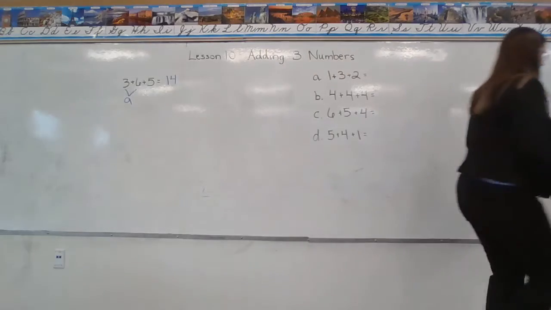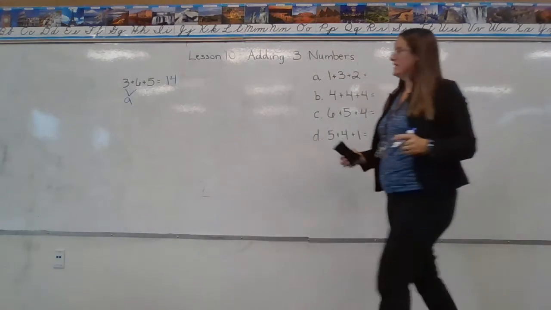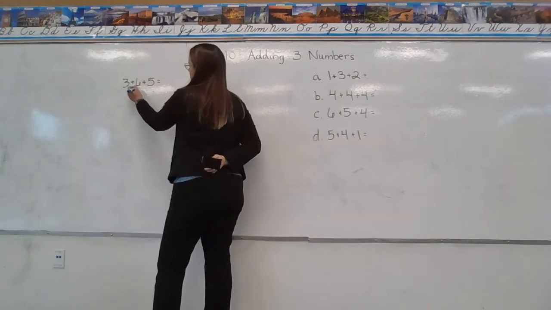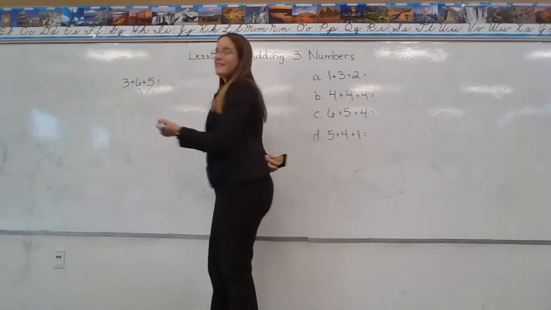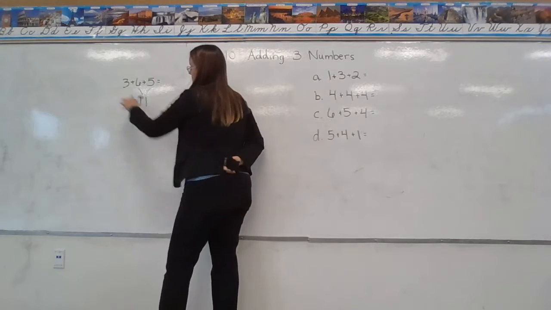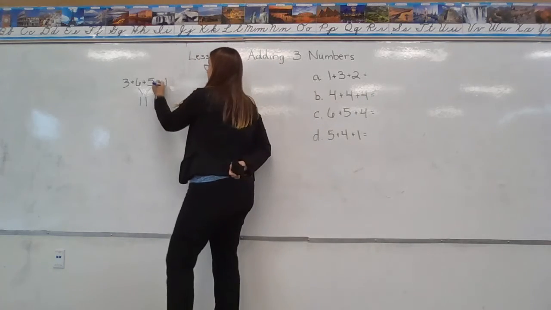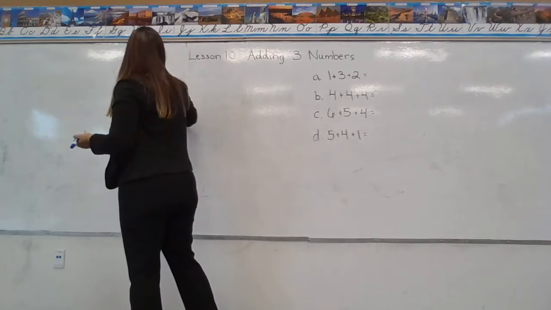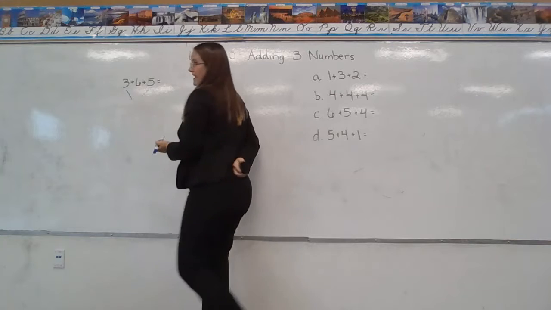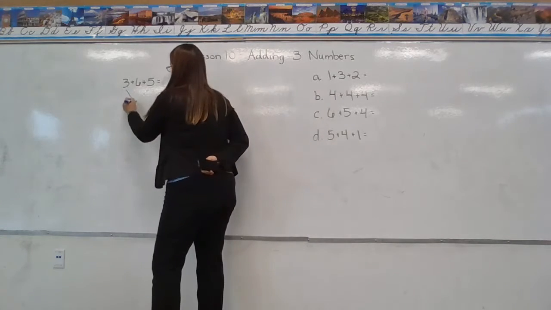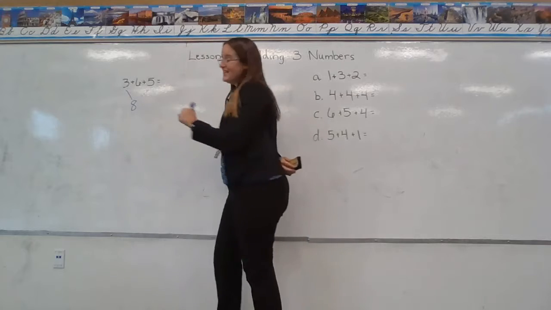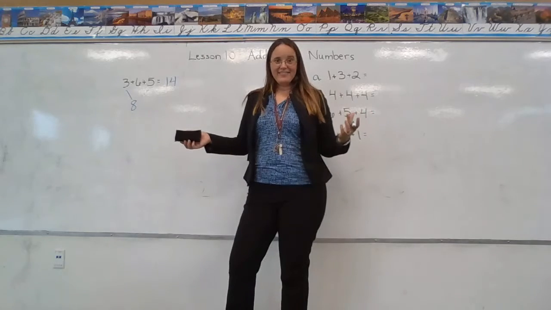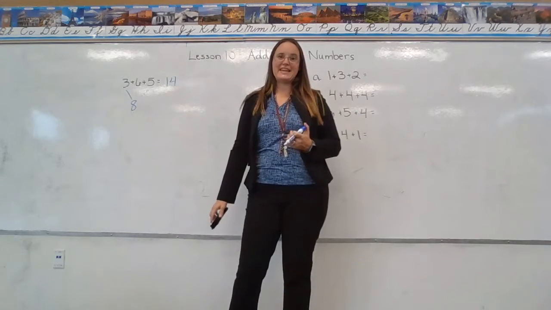That's the first way. The next way is maybe I don't want to add 3 and 6 first. Maybe I want to do 6 plus 5 first. That gives me an answer of 11, and then 11 plus 3 is also 14. Or the final way, maybe I want to add 3 plus 5 first, which gives me 8, and then 8 plus 6 is also 14.